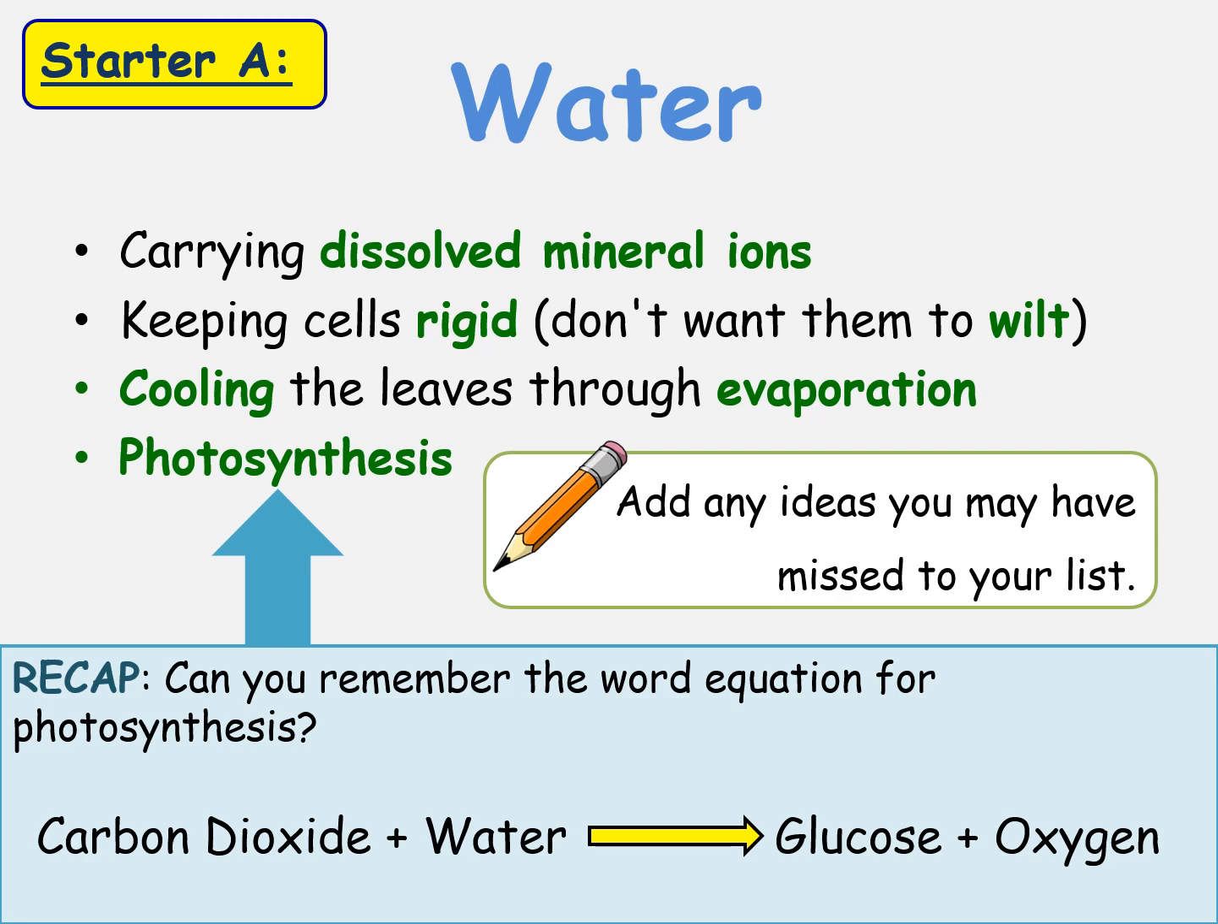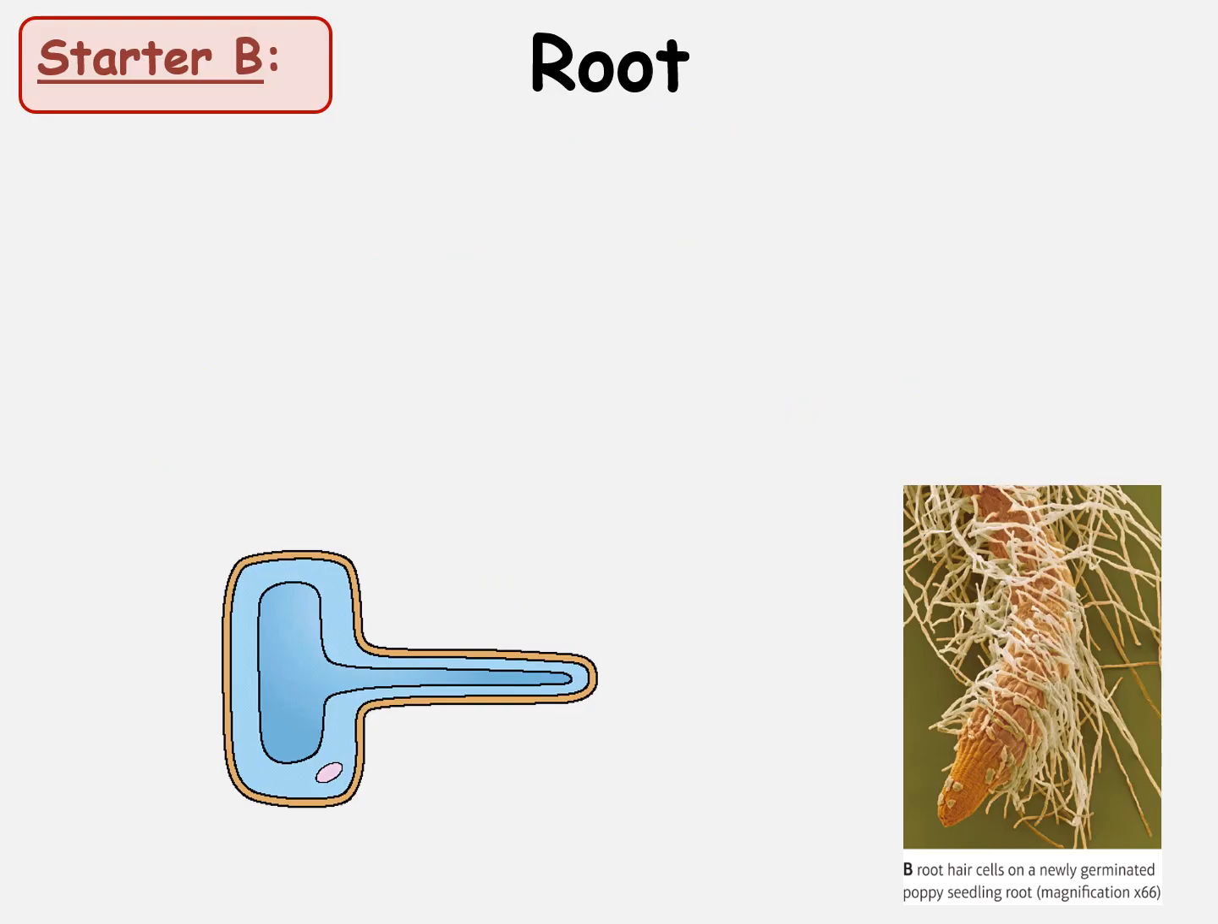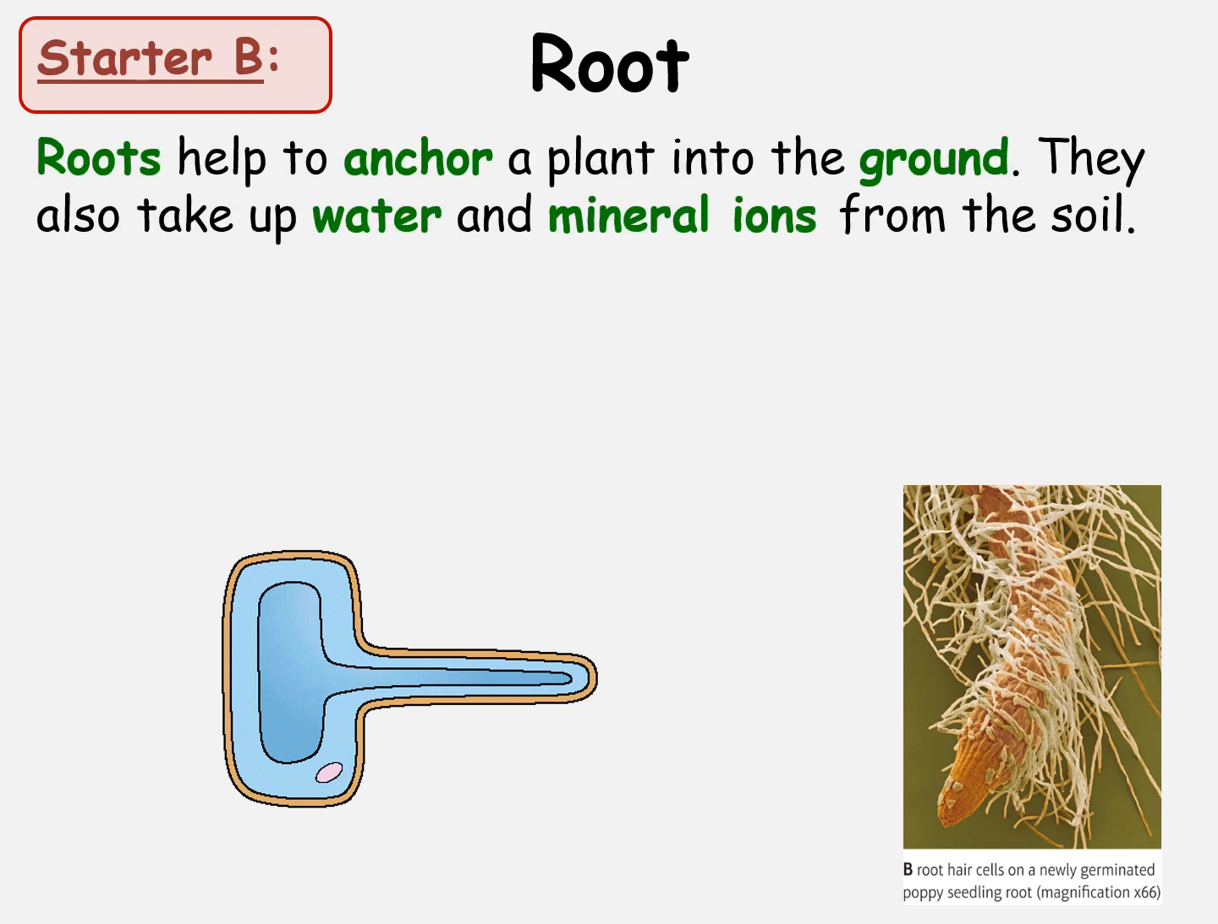Right, okay, so for those of you who looked at Starter B, which was looking at the functions of roots, roots are really important in helping to anchor the plant into the ground, and that is so important because it's from the soil in the ground that they're able to get the water and the mineral ions that they need.